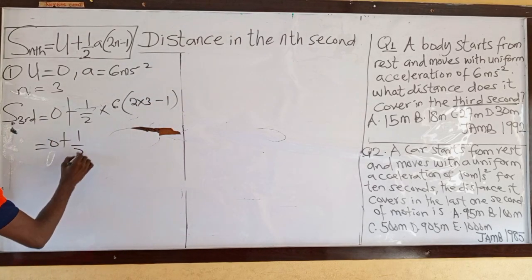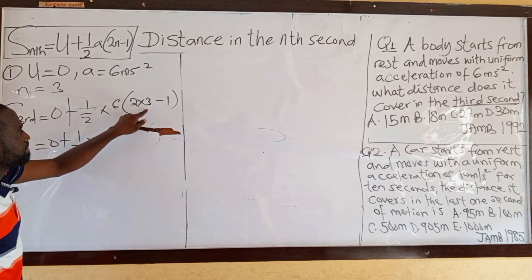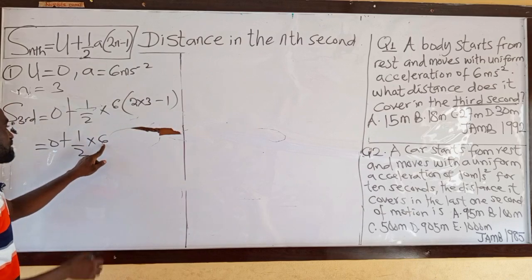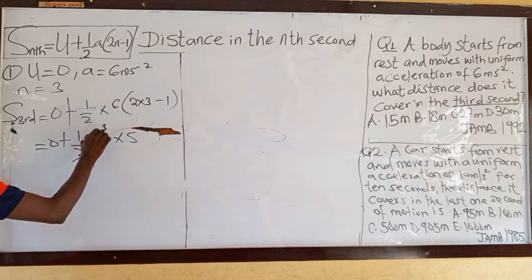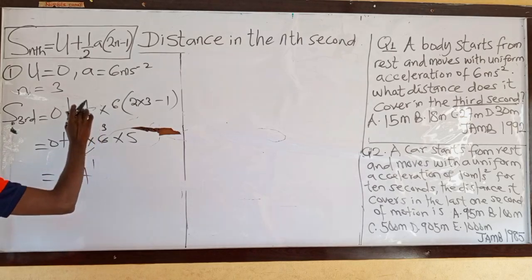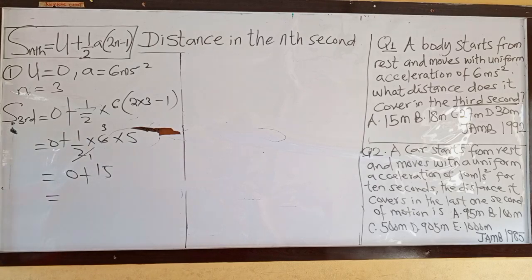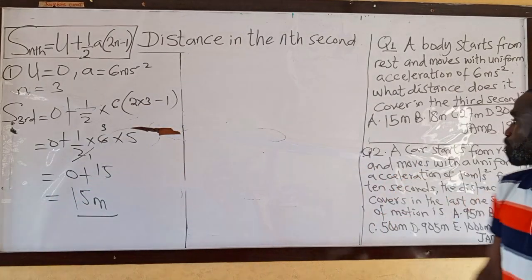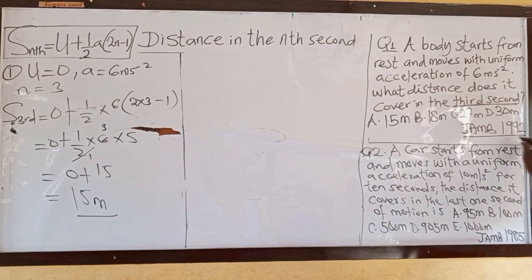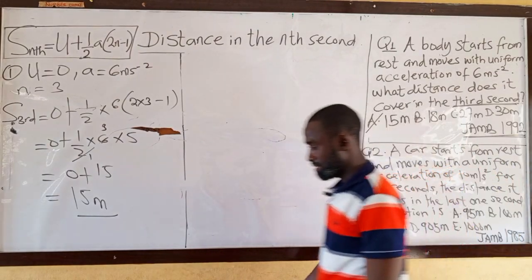So now equals to what? 0 plus half times 6, 2 times 3 is 6, 6 minus 1 is what now? Is 5. So I'm having half times 6 times 5. 2 here, 1, 2 here, 3. So we have what? Is 0 plus what now? 3 times 5. We have 15. That is distance covered in the third second will be equals to 15 what? 15 meters. This is a JAMB question 1992. You can see it. So the correct answer is 15 meters.